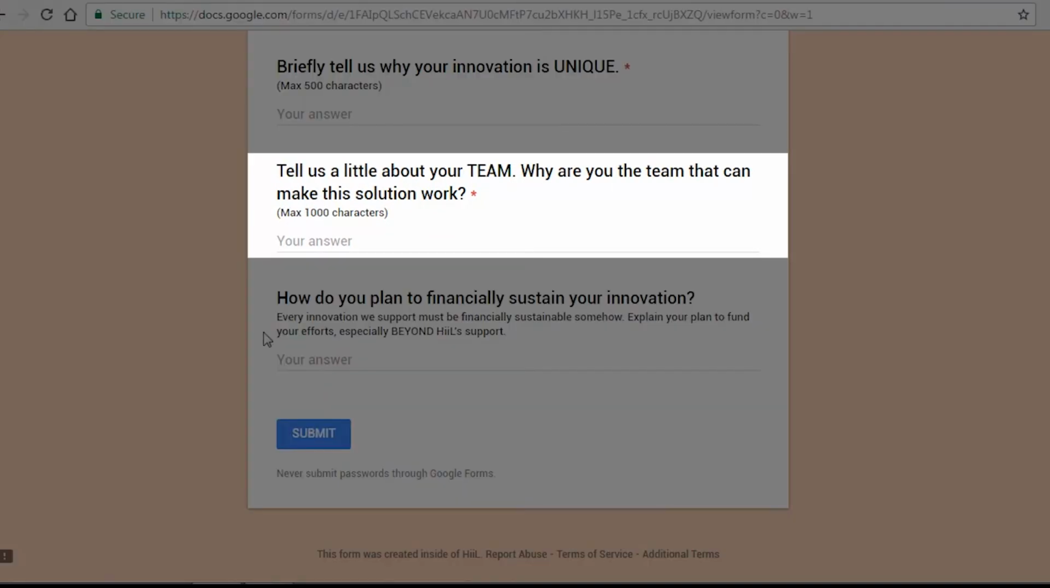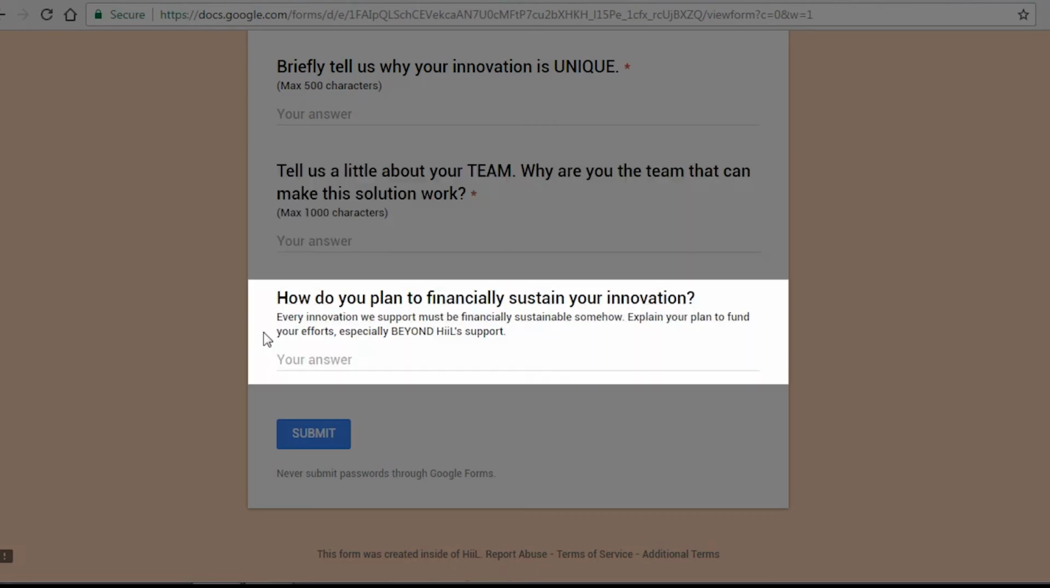Next, tell us about your team. List briefly your team members, roles, and their area of expertise. We also appreciate when people emphasize how engaged each team member is with the project. For instance, if they're all full-time, part-time, or a consultant. Make sure to tell us as well why you think your team is the right team to make this solution work.